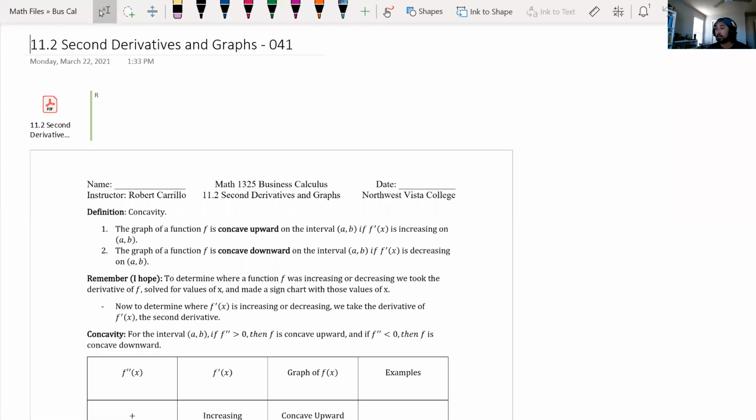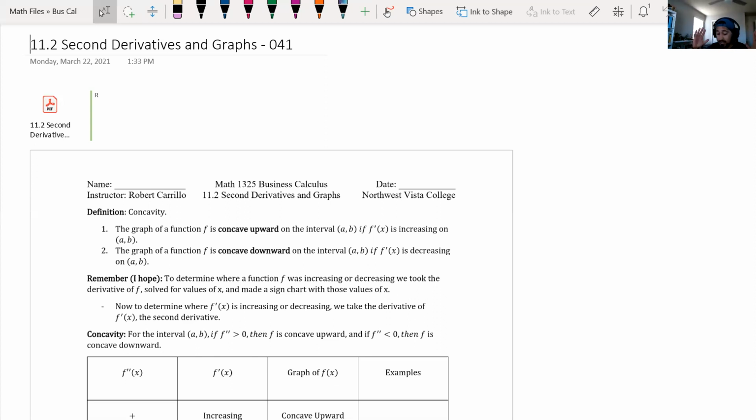Okay, today we have second derivatives and their graphs. What we learned on Thursday was first derivatives and their graphs. We found all the pieces of the first derivative, the critical numbers. We created a sign chart and found local maximums and minimums, and we were able to sketch the original function based on the characteristics of the first derivative. Well, we're going to do the same exact thing today, but with the second derivative.